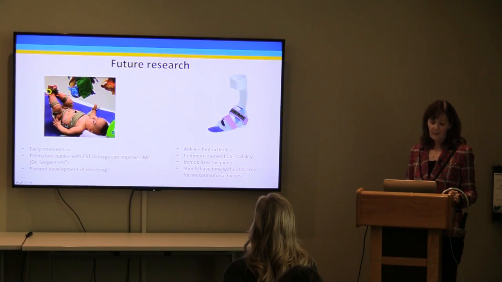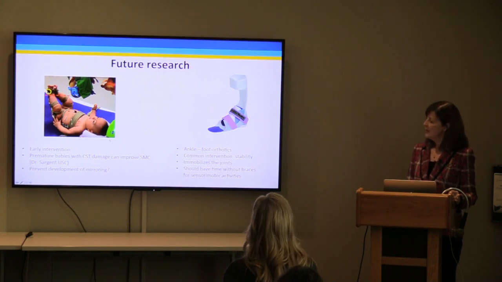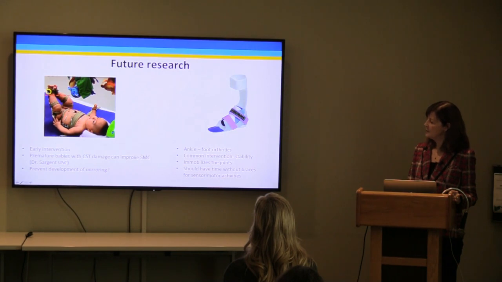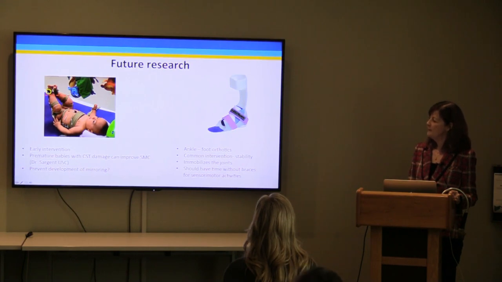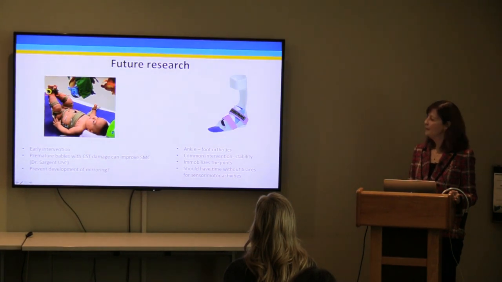So, premature babies with corticospinal tract or spinal cord damage can improve selective motor control. And this is some work being done by Dr. Sargent at USC, and she let me have one of her slides here. This is a mobile above the baby, and it's triggered to activate if the baby's foot with the sensor crosses this line. In order for the baby to get their foot above this line, they need to flex the hip and extend the knee. And babies are able to learn this within one session, and with practice, they get better. So we know that they can improve. So that's one intervention that we know of.